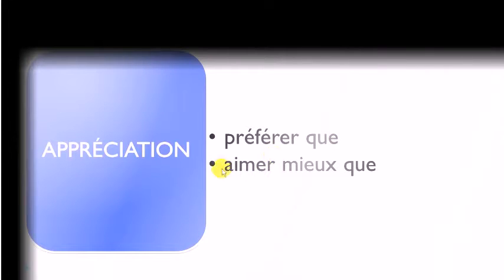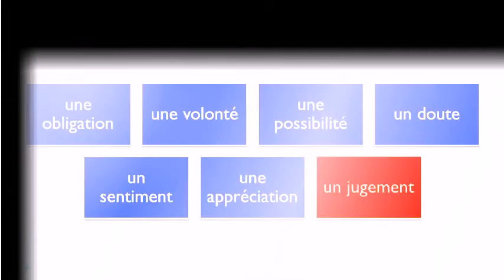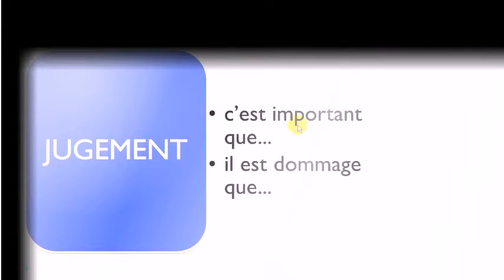Okay, aimer mieux, mieux is better. Aimer, to like or to love, better that. Okay, aimer mieux que, and then these structures should be followed by une forme subjonctive, okay? And then un jugement, judgment, so it could be c'est important que, it's important that, il est dommage que, il est regrettable que, and they should be followed by a subjunctive form, all right?